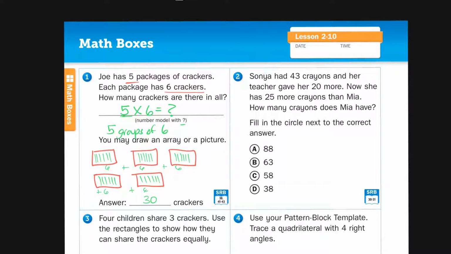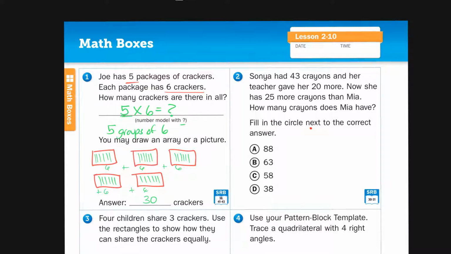Number 2 says Sonia had 43 crayons, and her teacher gave her 20 more. Now she has 25 more crayons than Mia. How many crayons does Mia have? So this looks like a multi-step word problem. So let's break it down into steps.